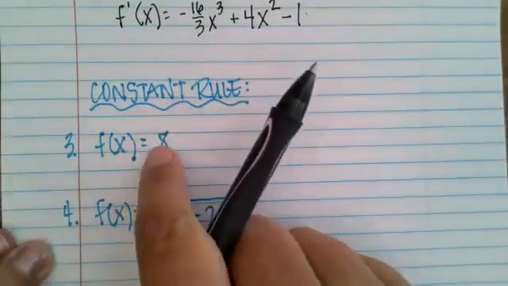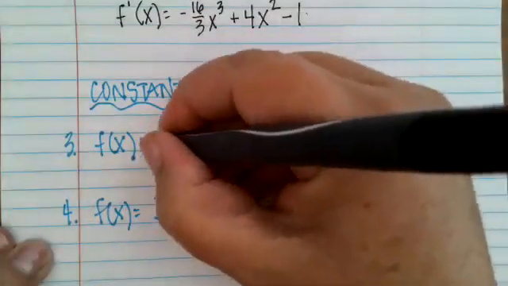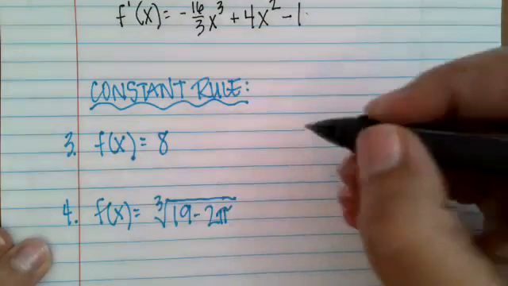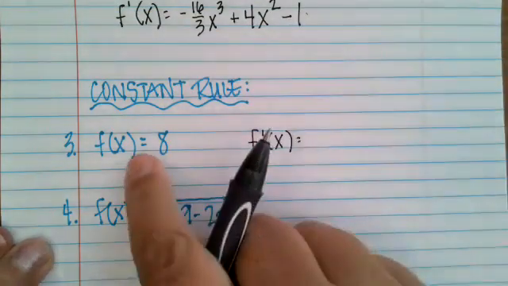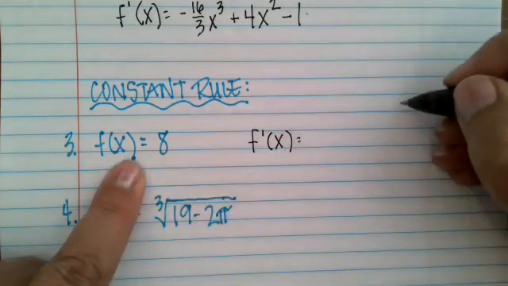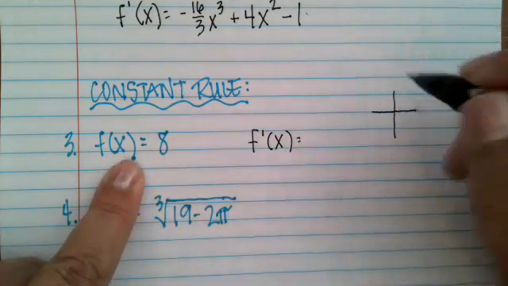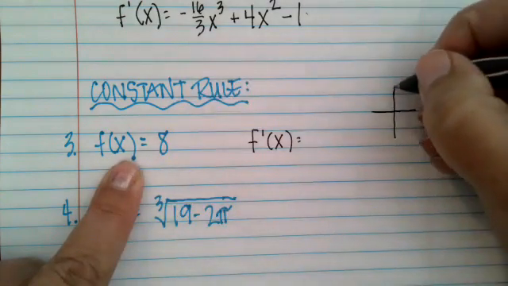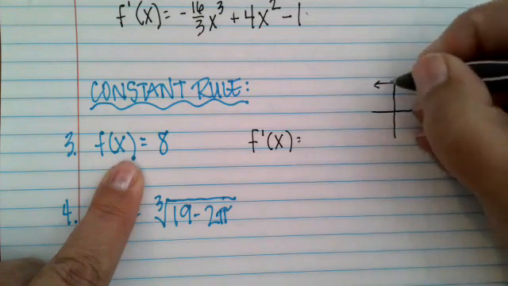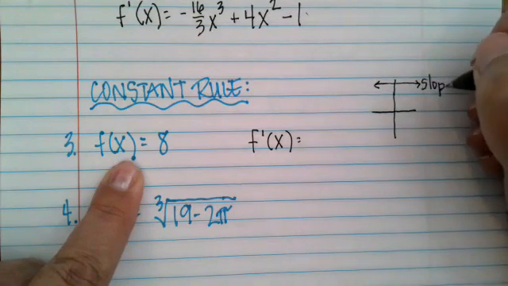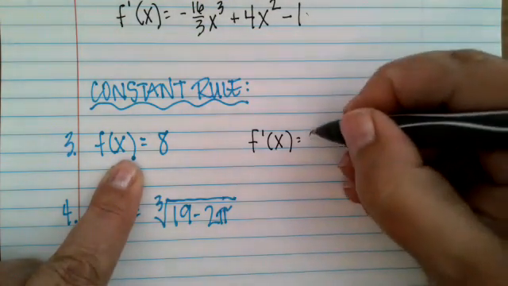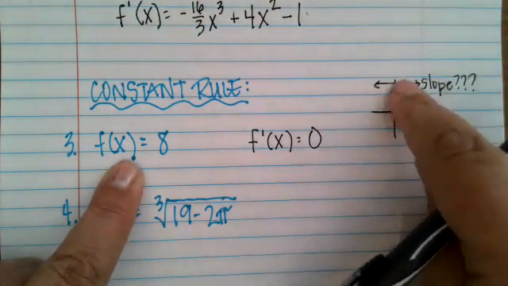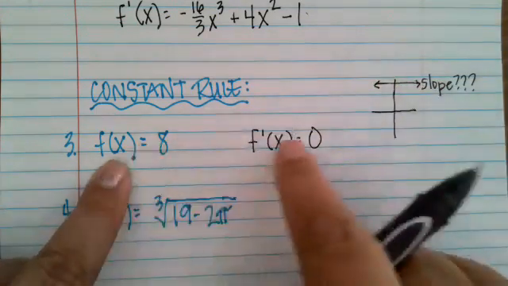Okay, and then what I was just talking about. If they give me just a number, which is called a constant, and we want to find the derivative or the slope, I want you to think about what this looks like. If I was going to graph that, that's y equals 8. So that would be a line up here at 8, just going horizontally, right? Well, what is the slope of any horizontal line? The answer is 0. The slope of every horizontal line is just 0.